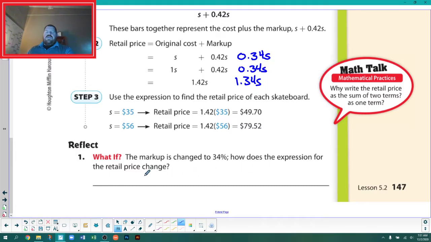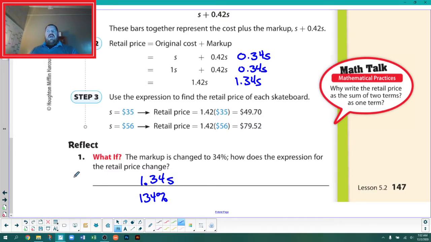So how does the expression for the retail price change? It's 1.34S. Basically what this means is, if we think about this number as a percentage, I want to sell this for 134% of the cost that it costs me to buy that item.